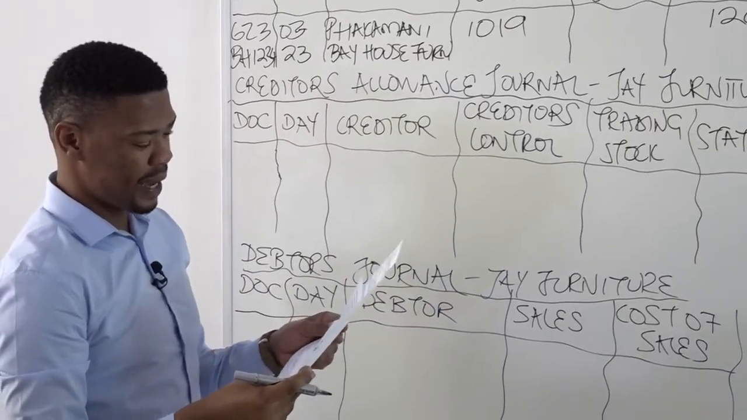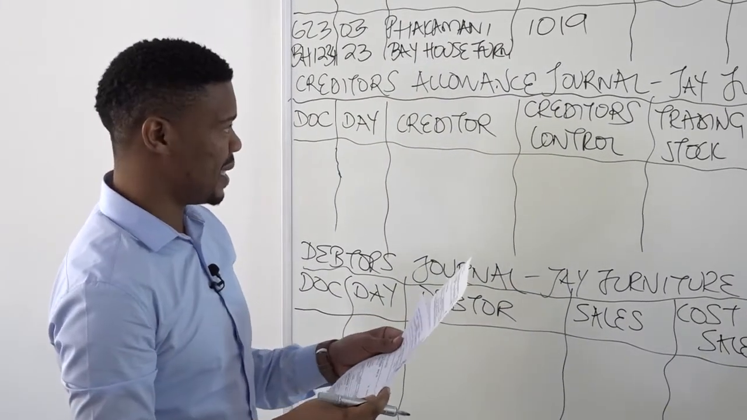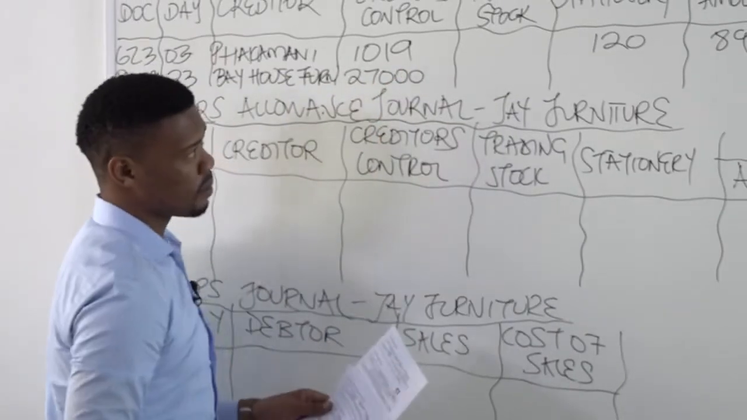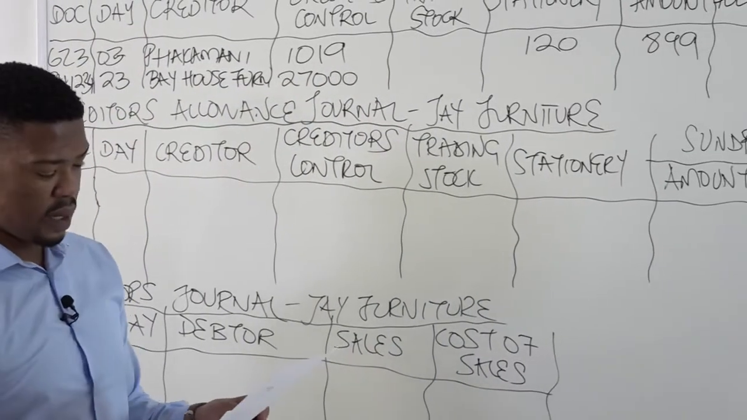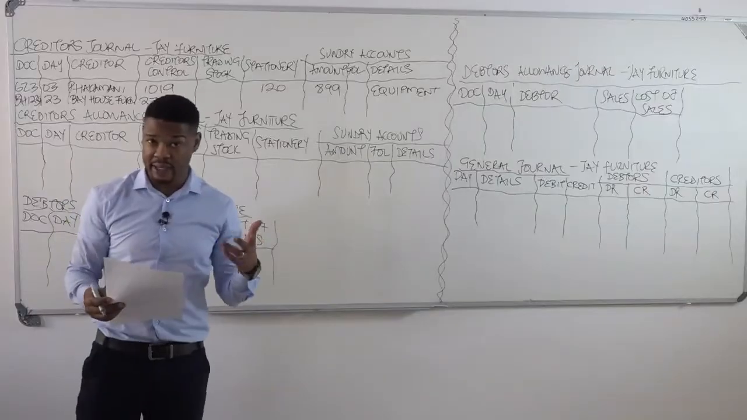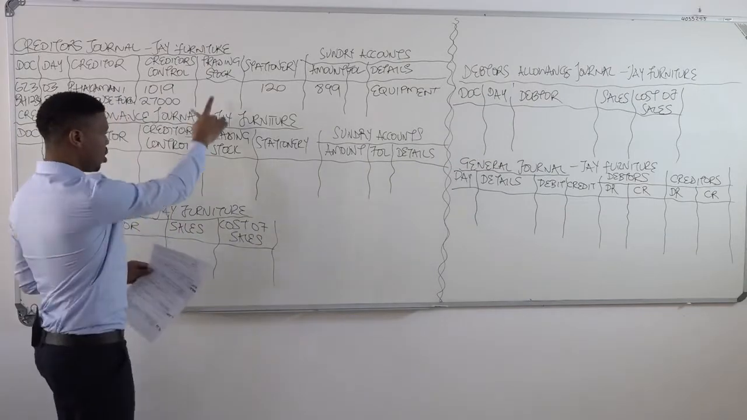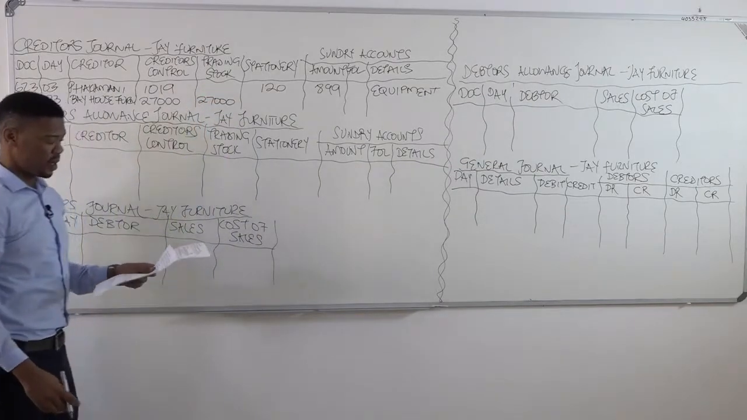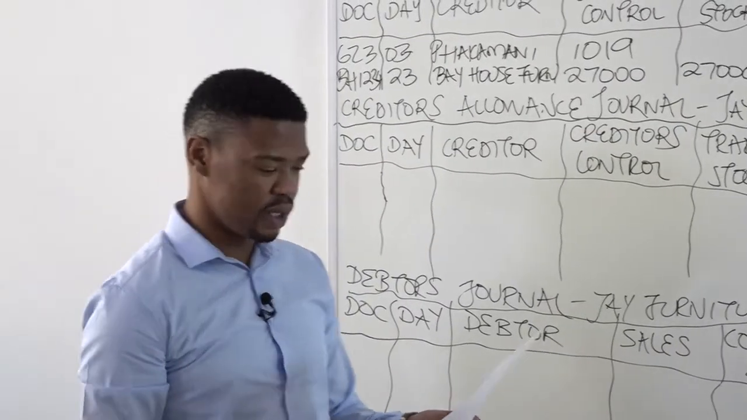And then we had bought merchandise or goods for 27,000. So I'll put 27,000 there. And then this was for merchandise or goods. Merchandise and goods are also known as your trading stock. So there is a column for trading stock. I will then put in the 27,000 there. Then you are done with the creditor's journal.